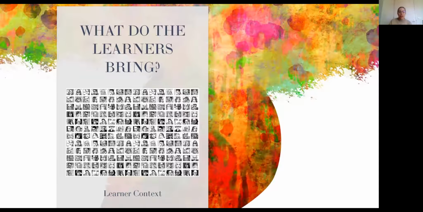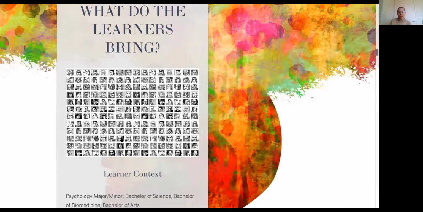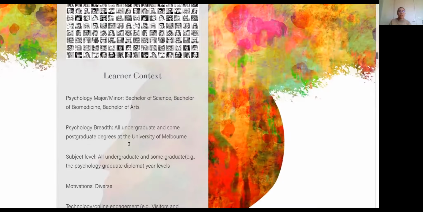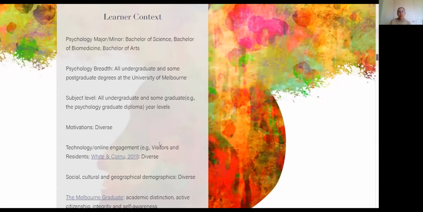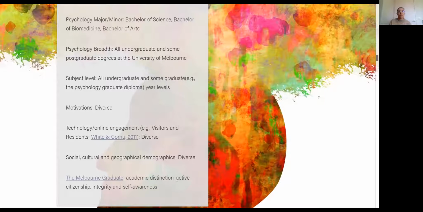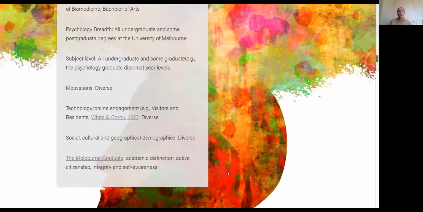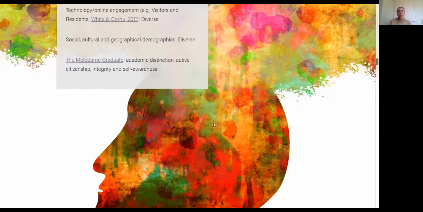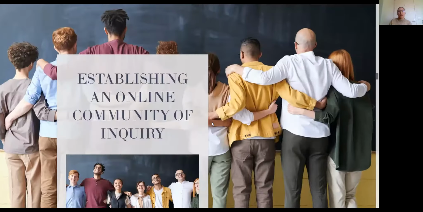Because of this huge variation in student backgrounds, there'll be a huge variation in learner motivations, their academic skills, their academic abilities, their technology and online engagement, and their social, cultural, geographical and life experiences. And so with this very diverse cohort, they will still all have those Melbourne graduate attributes in common, which we will seek to put forward in this subject.